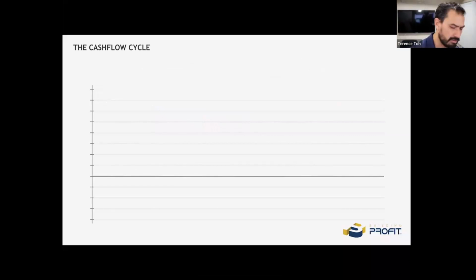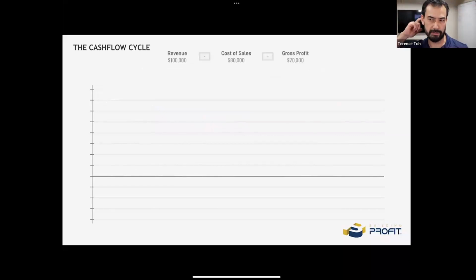The cash flow cycle. So this is the builder's version, right? And so what we've done is change the things around a little bit more for builders. So revenue 100K, and realistically, any larger jobs, this is going to apply, because those previous examples were for much simpler, much smaller jobs. Revenue 100K, cost of sales 80K, gross profit 20K, right? Pretty simple.